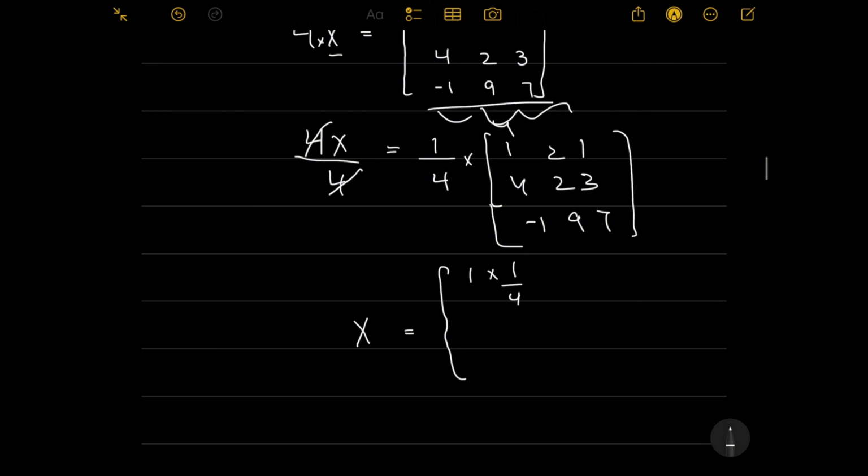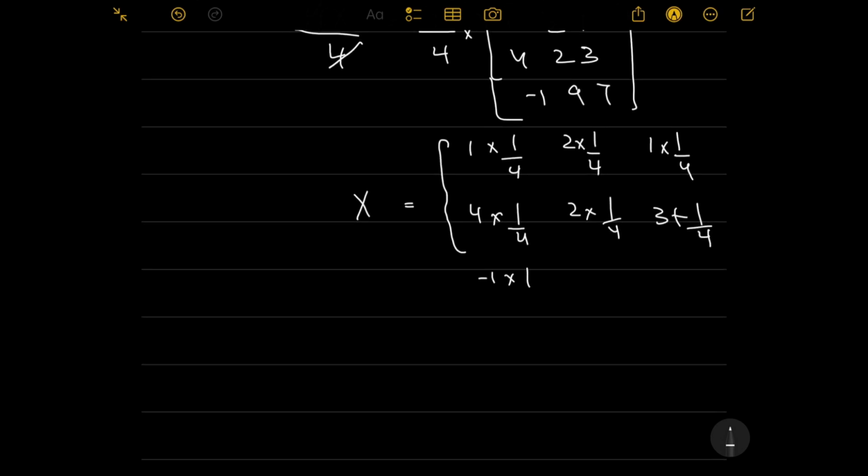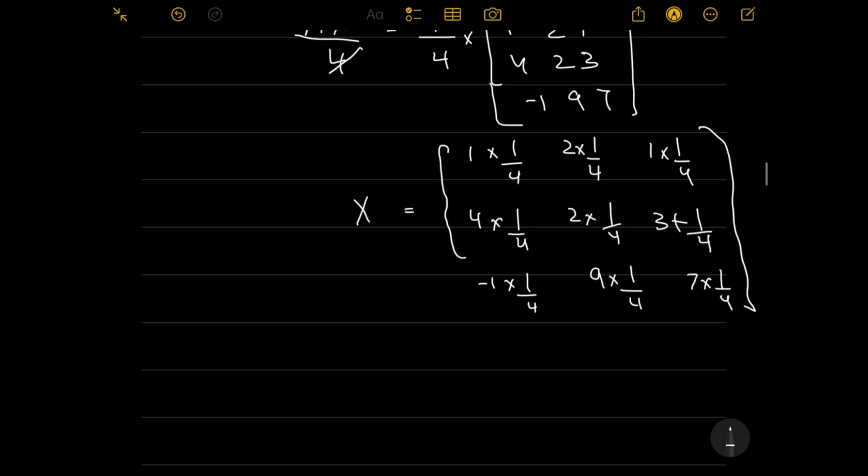So 1 into 1 by 4, then 2 into 1 by 4, 1 into 1 by 4, then 4 into 1 by 4, similarly 2 into 1 by 4, similarly 3 into 1 by 4, minus 1 into 1 by 4, 9 into 1 by 4, and 7 into 1 by 4. So it's getting a bit complex, but don't worry, we need to cancel out some of these values here. So 2 would cancel out with this, and similarly here and here.